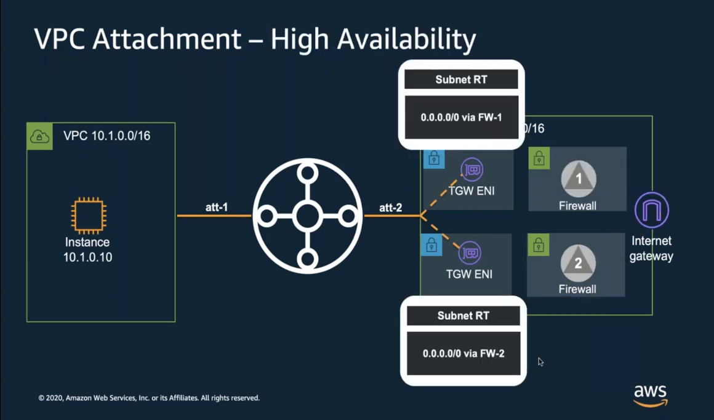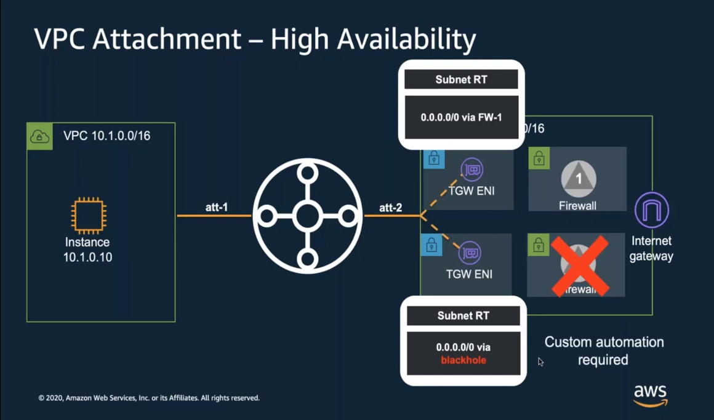Now let's look at achieving high availability in this scenario. So what if one of those firewalls has a failure? It's an EC2 instance-based firewall, so if it fails, it will disappear, but the route in the routing table will still be there. So if the firewall goes down, that route will effectively be blackholing all our traffic.